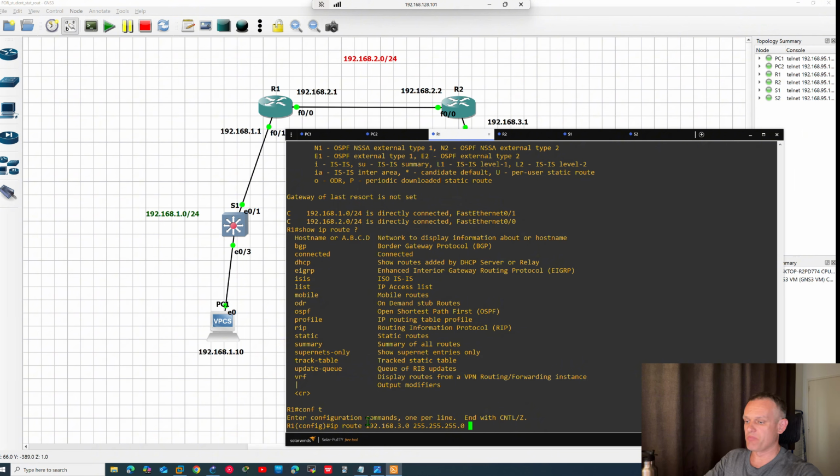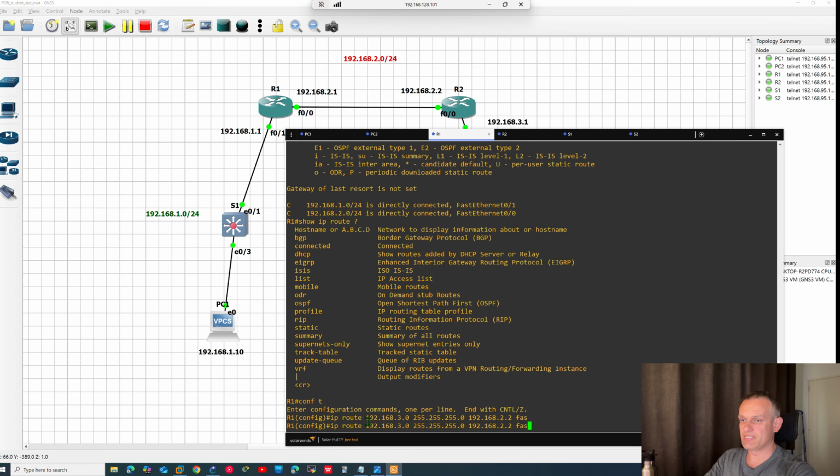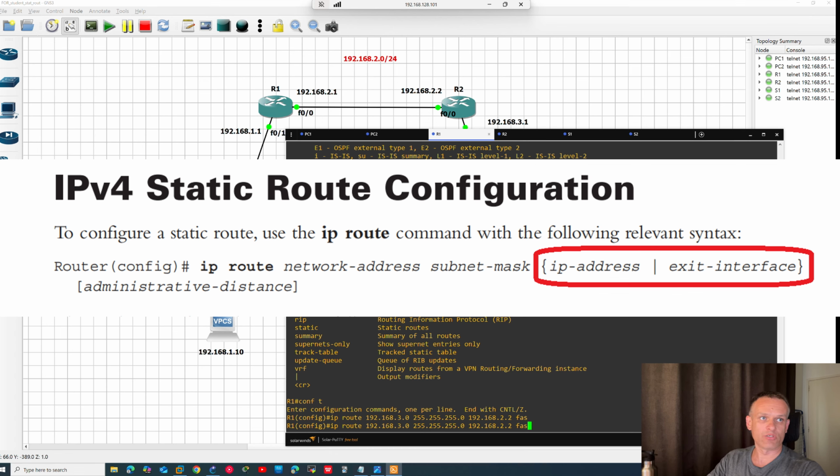And then I'm going to specify maybe both of them, next hop and exit interface. 192.168.2.2. I specified .1. Okay, we'll see. And then the exit interface, FastEthernet. Or maybe first I should specify that one. I don't remember this information exactly.